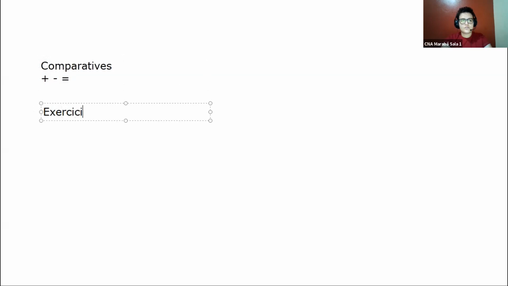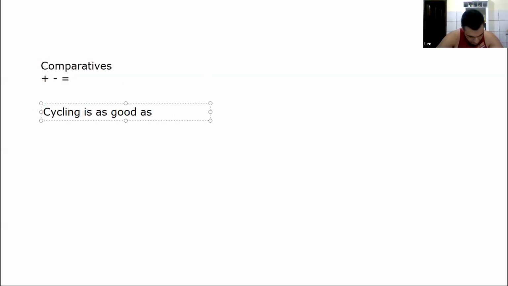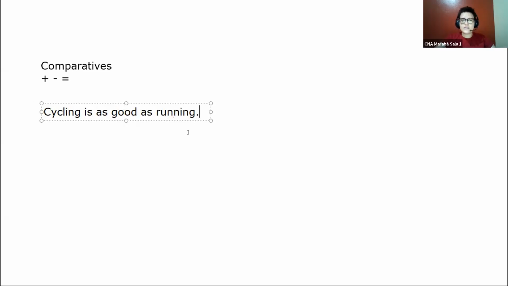exercising is as good as, no, let me change this. I'm going to put specific exercises. So cycling is as good as running. This sentence here means that the 2 things, cycling and running, are equal. So when I use as, I am saying that there is a degree of equality between the 2 things.